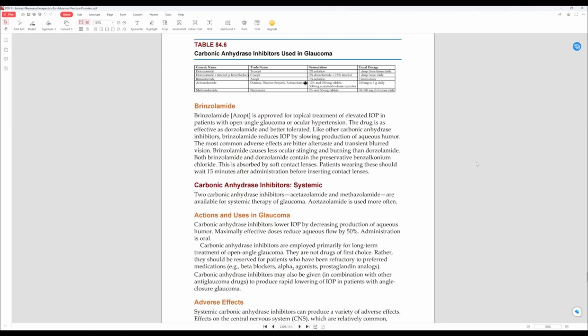Both brinzolamide and dorzolamide contain the preservative benzalkonium chloride. This is absorbed by soft contact lenses, so it's important that a patient who wears contacts wait at least 15 minutes after taking the medicine before putting in their contact lenses.